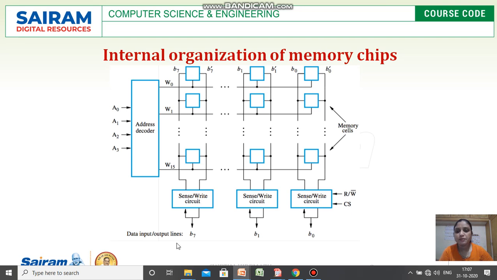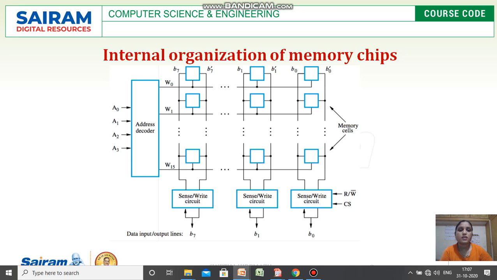These are the data input and output lines, B0, B1 till B7. These are the 8 lines. How many lines will there be in total? 4 address lines, 8 input or output lines, along with the read, write and CS lines. So 4 plus 8 is 12, then 13 and 14. Sorry, we will have 14 lines in total.